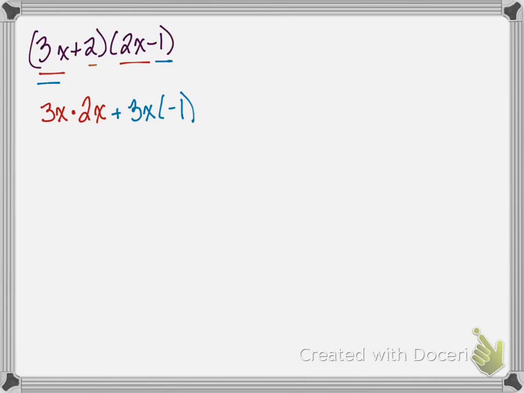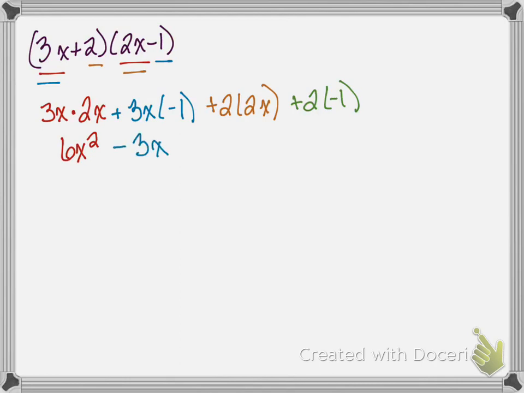Okay, my inner, 2 times 2x, and my last, 2 times negative 1. Okay, so I get 6x squared minus 3x plus 4x minus 2.